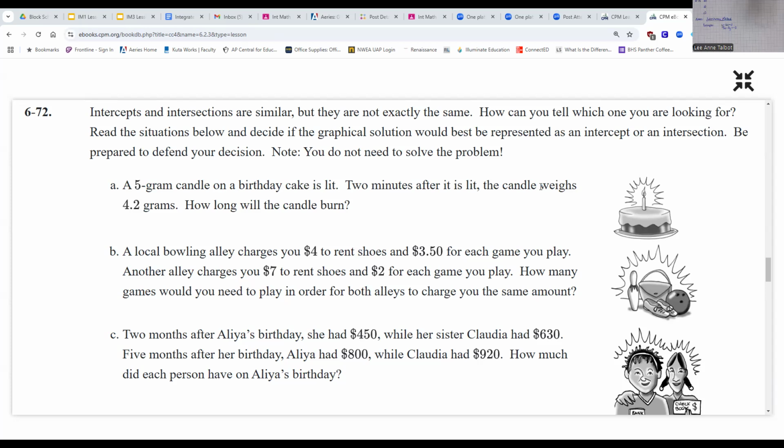We're working on it. I'm going to read it, and I'm going to give you like 20 seconds to discuss it in your group. Here we go.